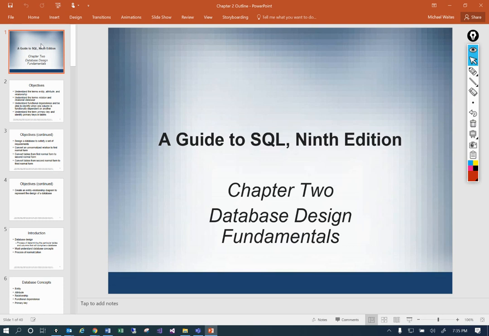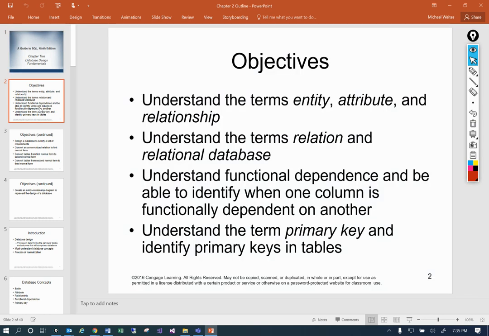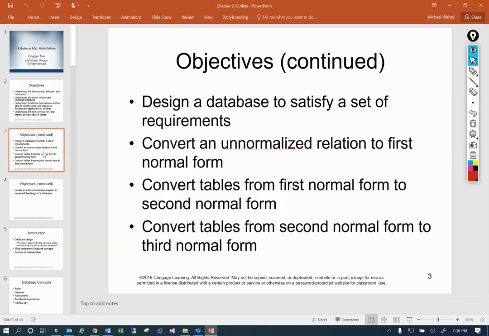We're going to jump in and talk a little bit about what it means to design and create databases. In this, we're going to talk about some terms you need to know. We're going to talk about entity, attributes, and relationships. Under these, and then with a relational database, the biggest piece you've got to understand is that there are relationships between the relational database or relations, right? Understand fundamental dependencies and how to identify those. We're going to talk about primary keys and how to identify primary keys. We're going to talk about requirements when it comes to a database and how to design a database.